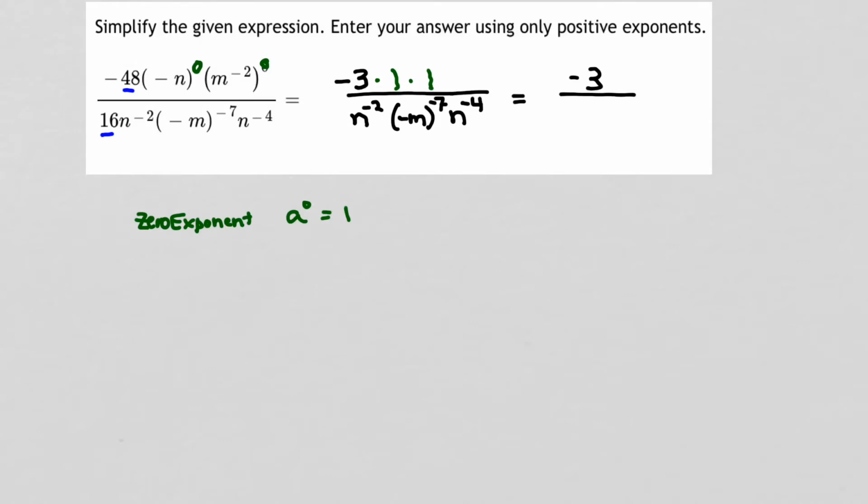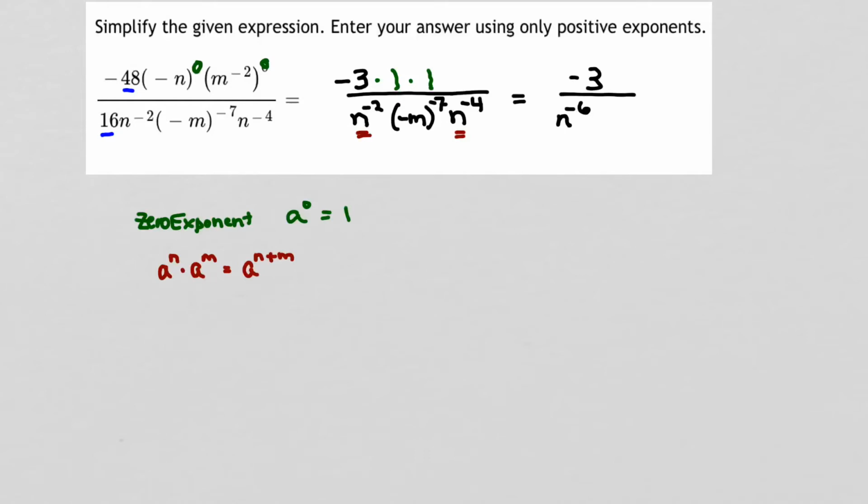If I have two like bases that are being multiplied, what do I do with the powers? That brings us to the rule that says if you have some base to a power multiplied by the same base raised to another power, I can put those two together by adding our exponents. So when our bases are being multiplied, we add exponents. That means I can put n to the negative 2 and n to the negative 4 together by adding negative 2 plus negative 4, and that gives me n to the negative 6.